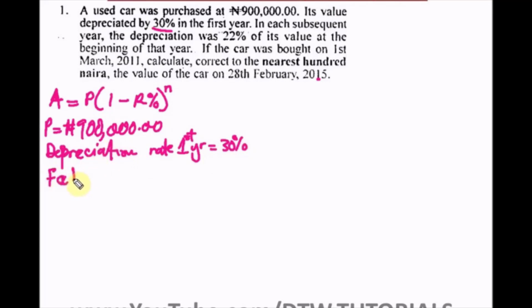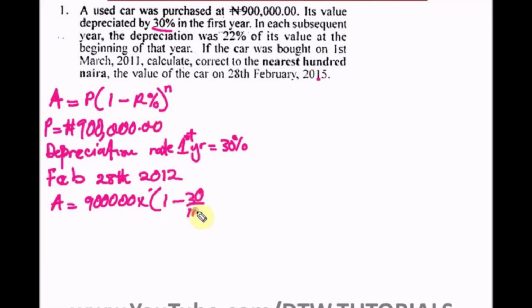So the first year will be 2012, after 2011. Let's check the amount it would be in 2012 with this depreciation. Putting in our formula, our principal is 900,000, multiplied by bracket 1 minus 30, and this is in percent, so it will be 30 divided by 100.